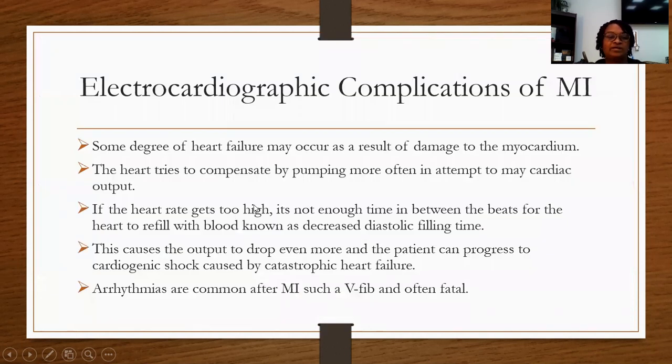Electrocardiographic complications of the MI. Some degree of heart failure may occur as a result of damage to the myocardium. The heart tries to compensate by pumping harder and trying to pump more blood out to get that cardiac output up, okay? But if your heart rate gets too high, there's not enough time between the beats for the heart to refill with blood, and this is known as decreased diastolic filling time. This causes the output to drop even more, and the patient can progress into cardiogenic shock caused from the catastrophic heart failure.